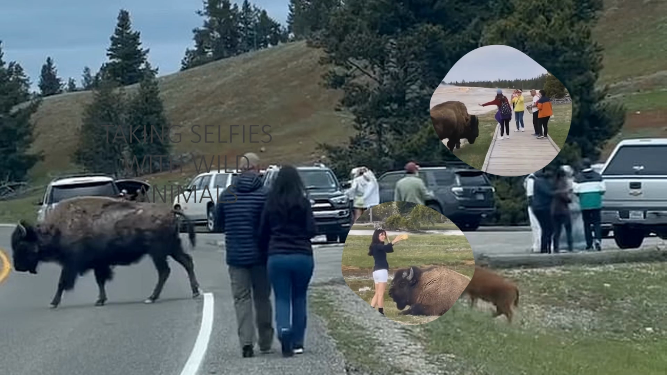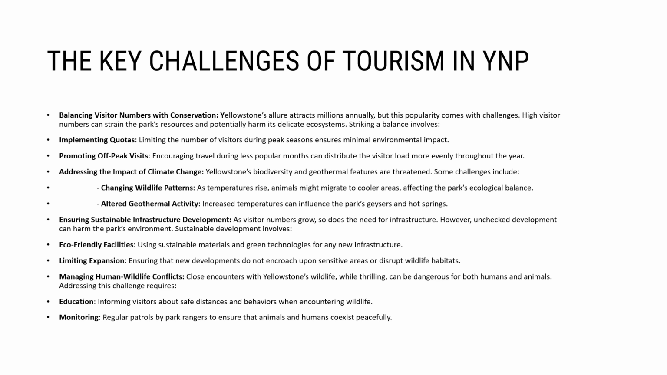Depreciative behavior from tourists due to over-tourism could be very damaging to the ecosystem, particularly to the wildlife. Here it shows passengers and tourists taking selfies at random places and very much disturbing the natural habitat and the routine way of life of the wildlife. To sum up, the key challenges of tourism in Yellowstone include balancing visit numbers with conservation.